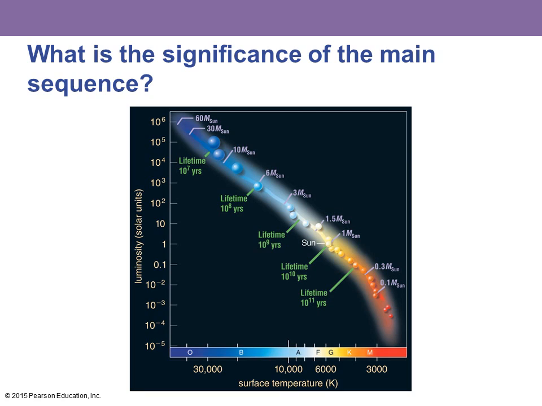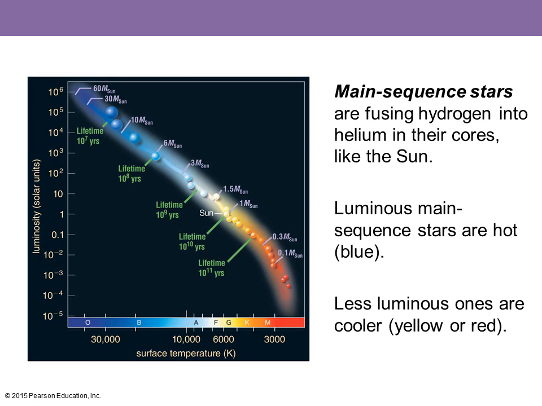So what's the significance of the main sequence? Well, main sequence stars are fusing hydrogen into helium in their cores, like our Sun. So they're basically stars which are stable. They're not burning other elements other than hydrogen, and their lifetime is for the most part on the main sequence. Luminous main sequence stars are very hot, so they'd be in the upper left. And less luminous ones are cooler, yellow, or even red, and they're in the lower right. But they're all on the main sequence. So basically, main sequence stars are stars that are burning steadily, they are stable, and they spend most of their lifetime on that main sequence.